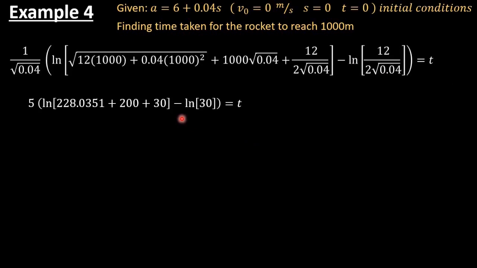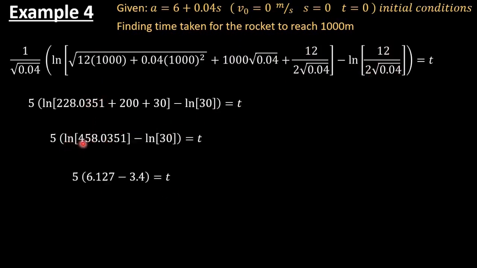So I can now simplify this down using my calculator. 12 times 1000 plus 0.04 times 1000 squared. This lot is going to simplify down to 228.351. This is going to simplify down to 200. That's going to simplify down to 30. And this is going to simplify down to 30 as well. And then add all these together to get this. Put that into my calculator, so the natural log of 458.0351 gives me 6.127, and the natural log of 30 is 3.4. Find the difference, multiply it by 5 to get 13.62 seconds. And that is the answer to this question.